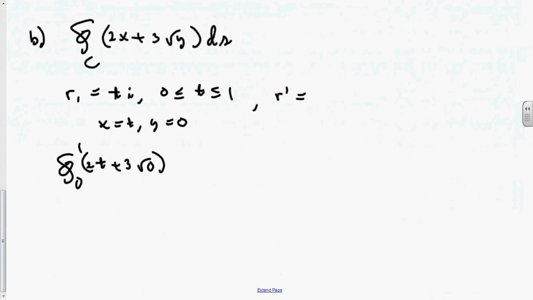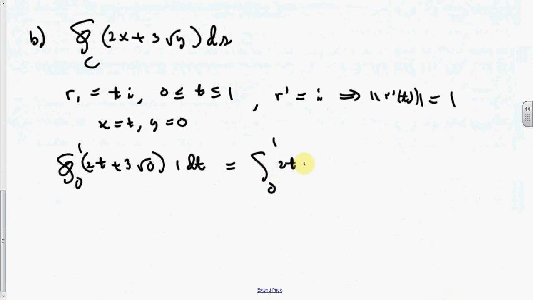R prime is equal to i. This implies that the norm of R prime of t is equal to 1. Right? So this is times 1 dt. It's the integral from 0 to 1 of 2t dt. This is t squared evaluated from 0 to 1. We just get 1. That's the first one. So now let's get the second path.